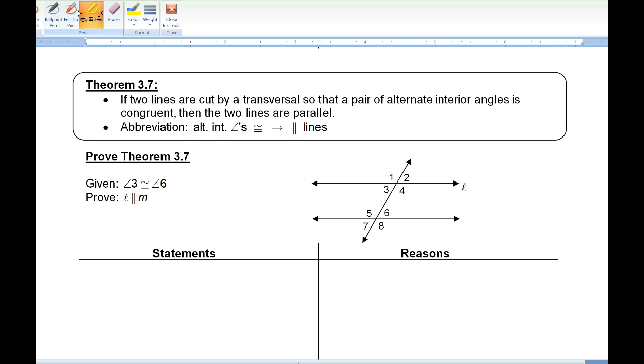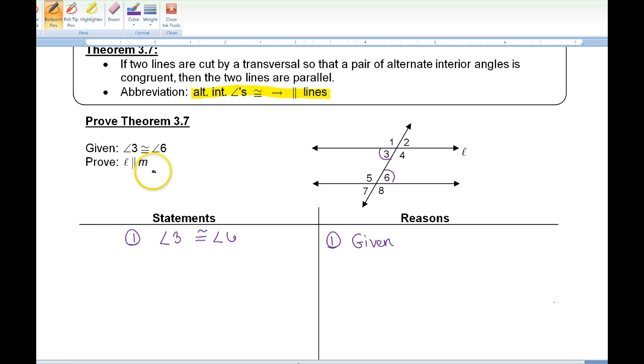Okay, one more of these types of theorems. This one, the one we haven't gotten to yet, was alternate interior angles. So that also is going to be true: if you have alternate interior angles congruent, that's going to imply parallel lines. So we have angle 3 congruent to angle 6.